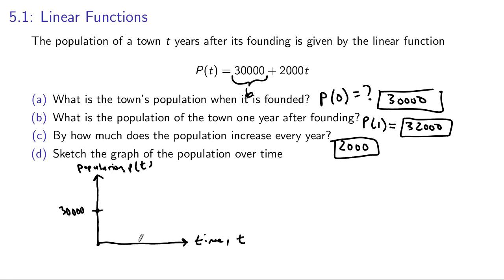Let's say 10 years after it's founded, the population will have gone up by 10 times 2,000, which is 20,000 people, to 50,000. And we might pick a different color to draw the actual line. So the line will come up here and slope through this point and just keep going. We could figure out the population at any particular year by thinking of the slope and looking at the graph.